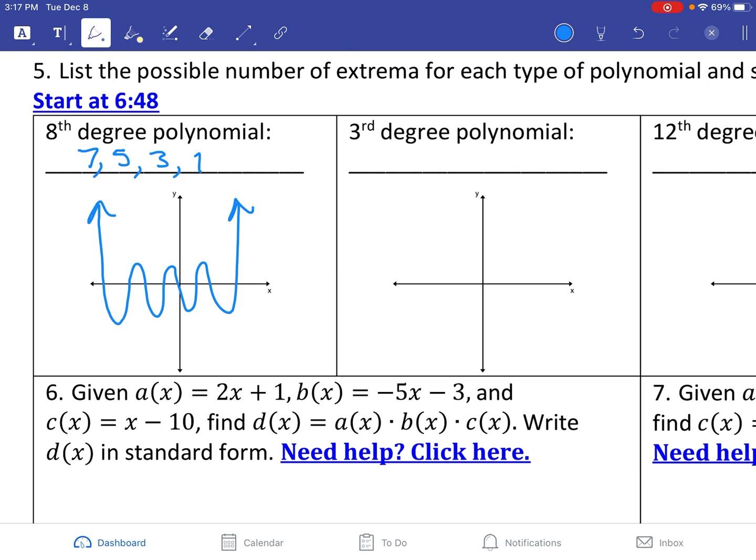We can count them out that we have. So we got 1, 2, 3, 4, 5, 6, 7. So we have 7 there. We could have drawn this 8th degree polynomial with fewer extrema. We just made it do the most it could possibly have.